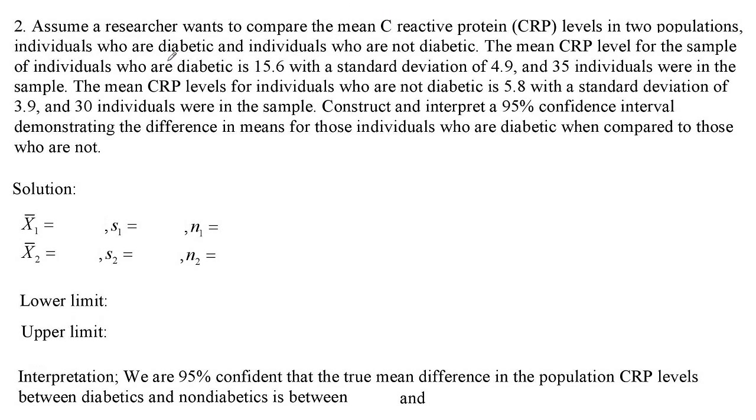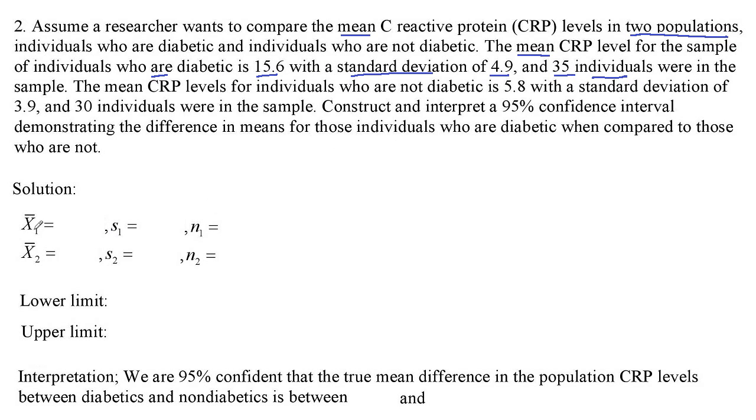In this example, we have a team of researchers who wants to compare the mean C-reactive protein, or CRP, levels in two populations here. And we are comparing means. So this is going to be an estimation that involves means for two populations between individuals who are diabetic and individuals who are not. So the mean CRP level for the sample of individuals who are diabetic is 15.6 with a standard deviation of 4.9, and 35 individuals were in the sample.